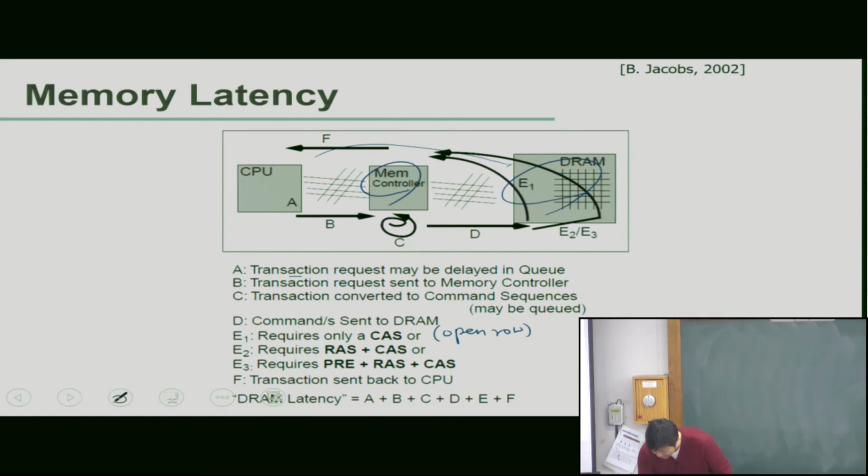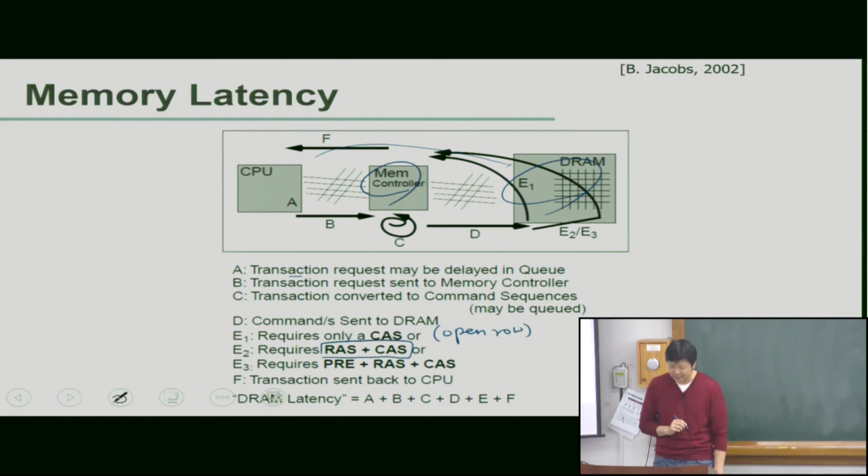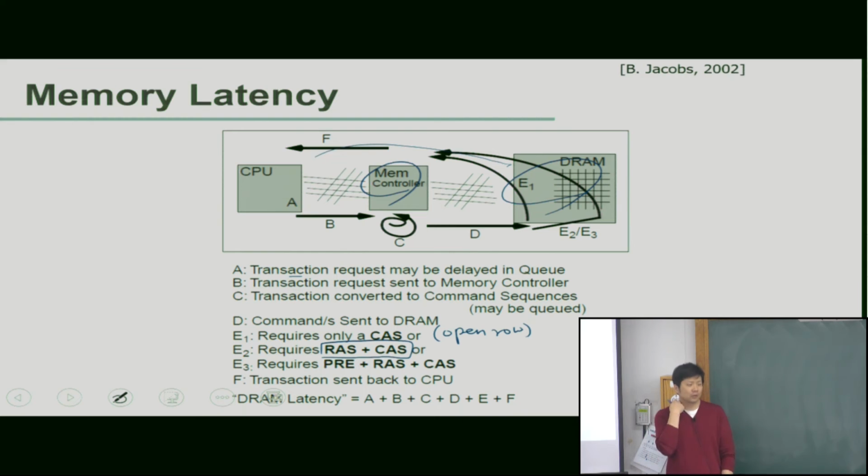In the second case, RAS plus CAS. What is the state here? One of the 3 cases can happen. This is case 1, case 2, case 3. What is the second case? Second case는 뭘까? 두 번째 케이스는. 얘를 실행하는데 라스하고 카스가 걸리는데, 라스 딜레이 플러스 카스 딜레이가 걸리는데, 이 두 번째 케이스는 어떤 케이스일까요?